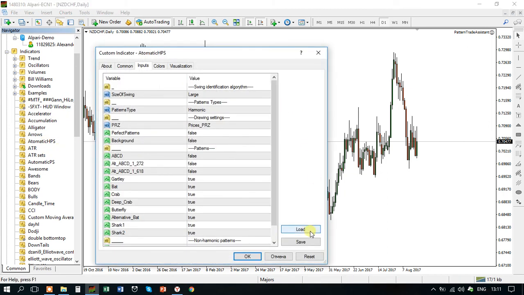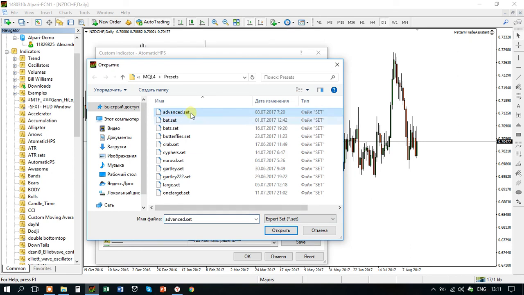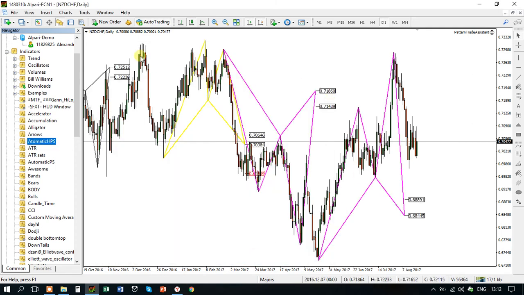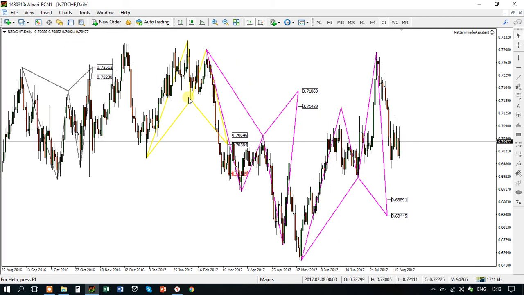also created. Let me enable advanced patterns. We have both advanced patterns and harmonic patterns, and they are pretty different if compared one to each other. So as I today am talking about the advanced formation, let us only analyze advanced formations, and those patterns will be drawn for you automatically. You don't need to do anything.